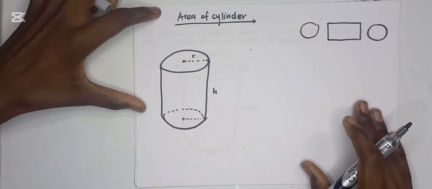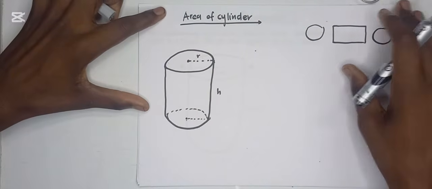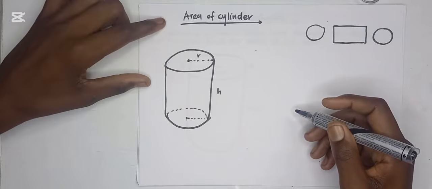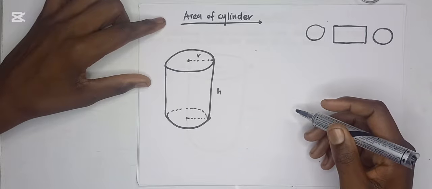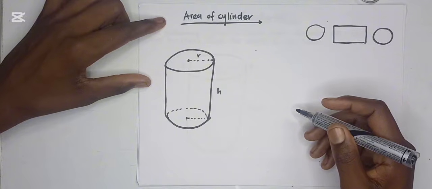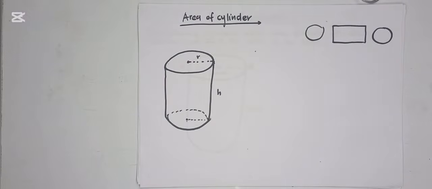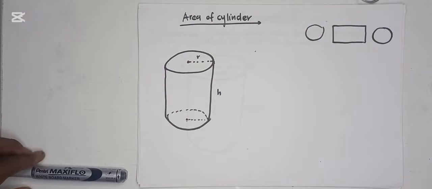So a cylinder, guys, is an object that is formed by what? By two circles and a curved rectangle. Let me just let that information sink in. A cylinder is an object that is formed by two circles and a curved rectangle. Let me show you the visuals of what I'm talking about.